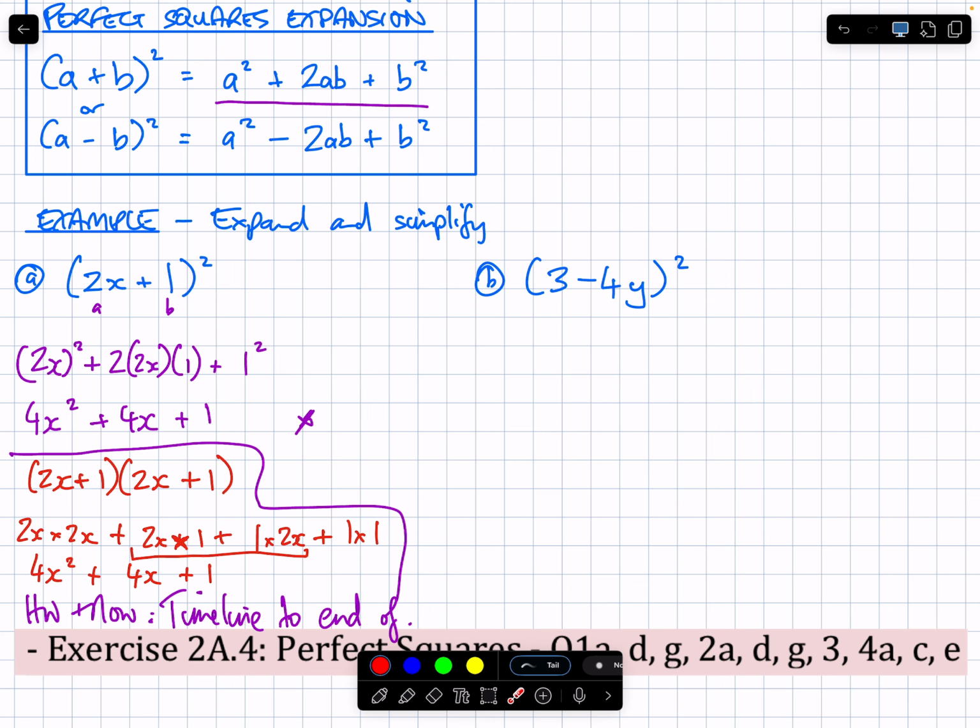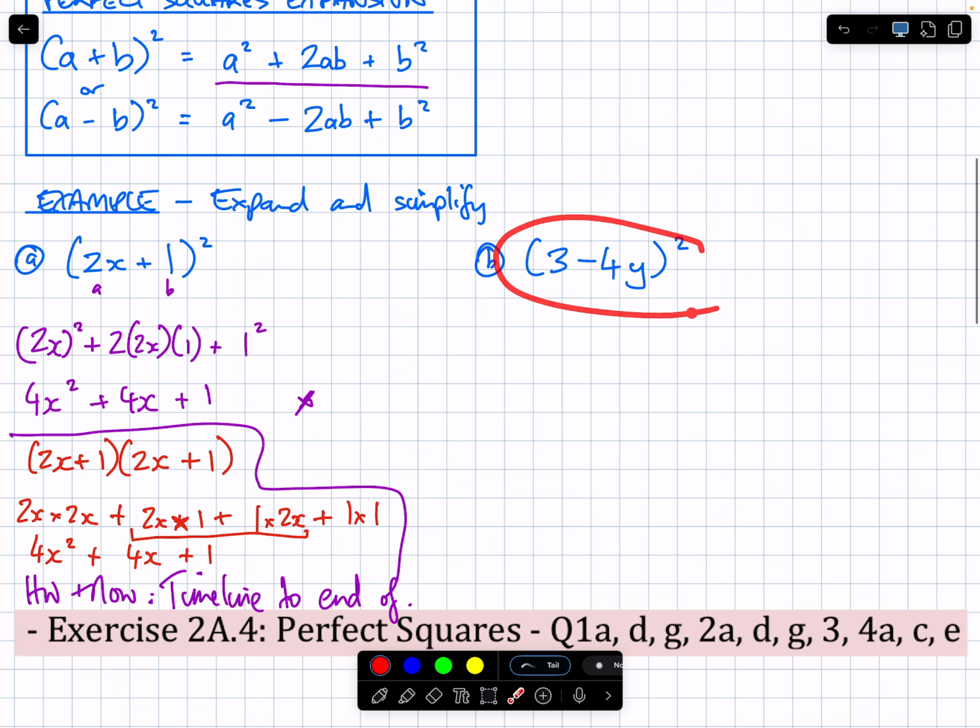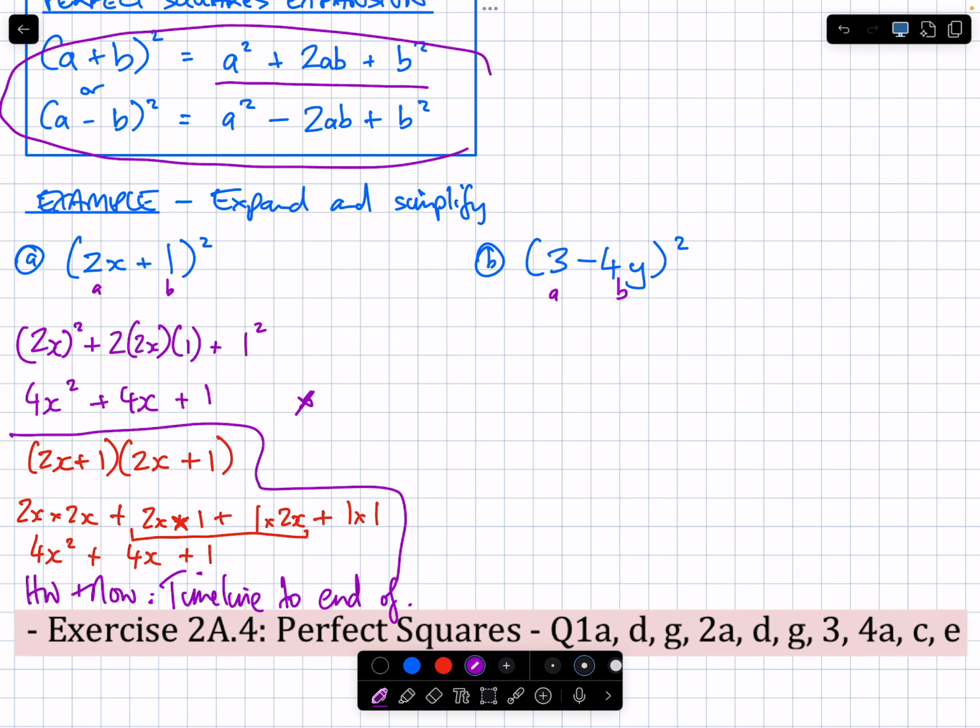Now, can we have a look at B? Do I have two things in the brackets of B? What are the two things in the brackets of B? So my A is 3 and my B is 4y. Do we have two different shortcuts though? Which shortcut is going to apply here? Is it going to be the top one, the A plus B? Or is it going to be the bottom one, the A take B? It's the bottom one. Why? Because there's a take there.